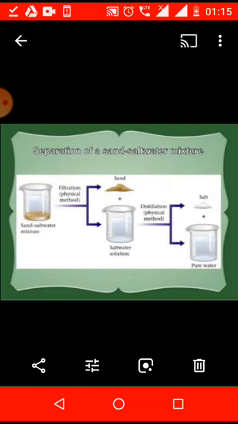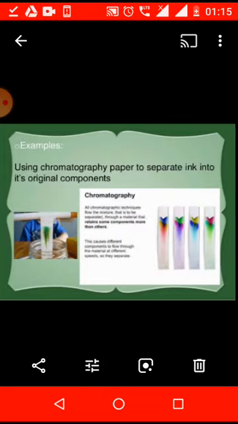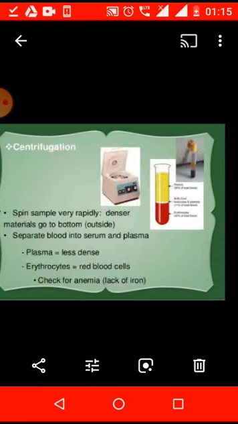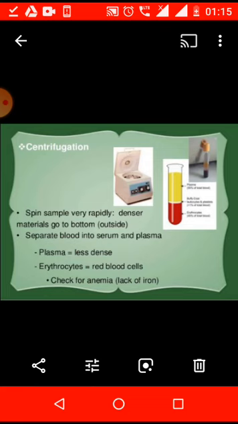Separation of sand and salt water mixtures. And then this is an example using chromatography paper to separate ink into its original components. And centrifugation, another separation of mixtures. Spin the sample very rapidly, denser materials go to the bottom outside. Separate blood into serum and plasma.